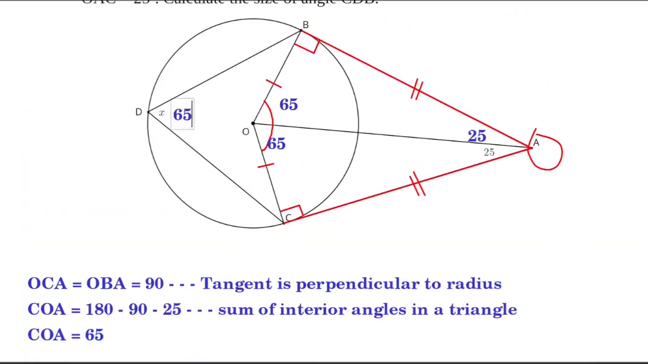Well, that was our theorem, or rather property, whereby we are saying that if two tangents are drawn from the same external point, they are going to be equal.